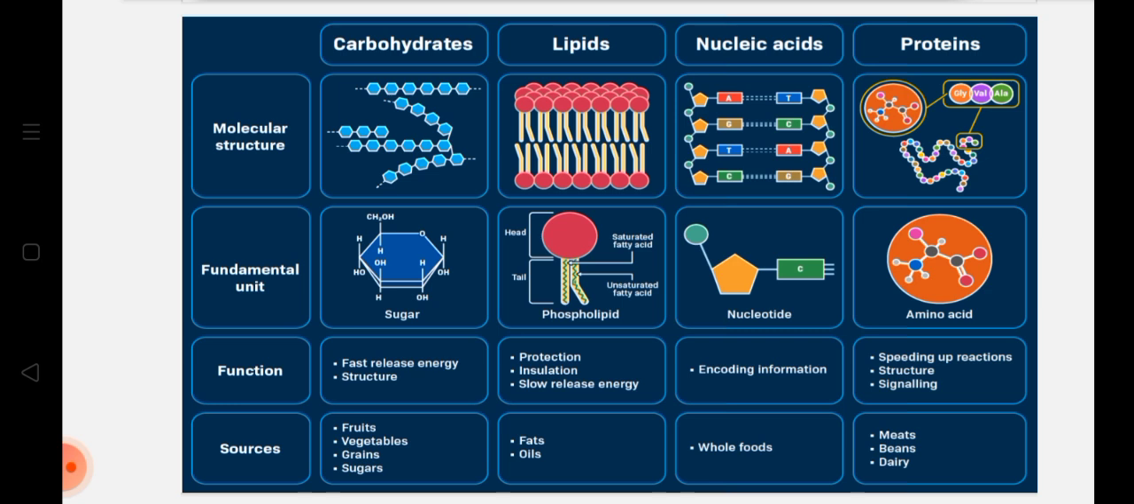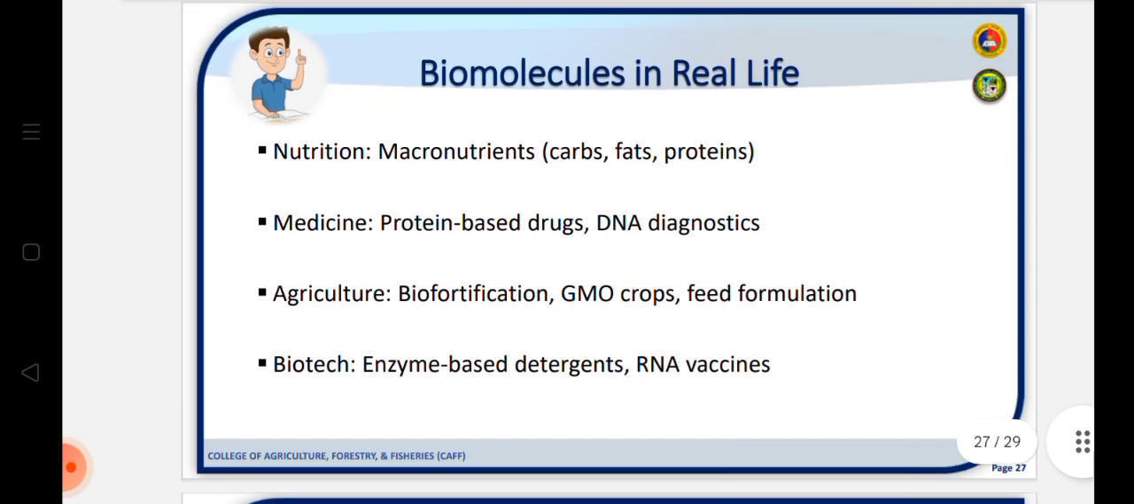Then proteins are folded chains of amino acids with a complex 3D shape that determines their function. Then nucleic acids are chains of nucleotides, each containing a sugar, a phosphate, and a nitrogenous base. So their function is to encode genetic information. Okay, so you can read that on your own. Then let's go to the last slide.